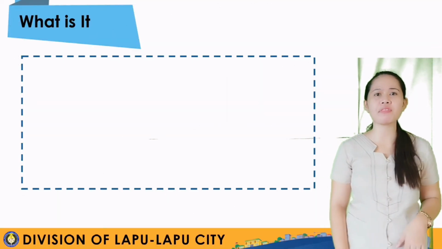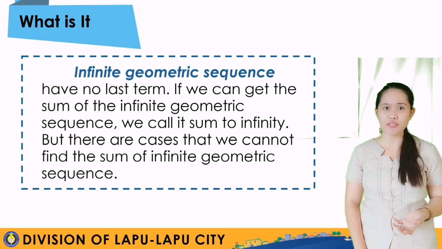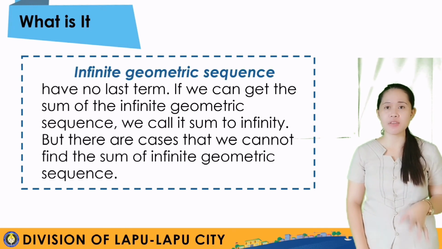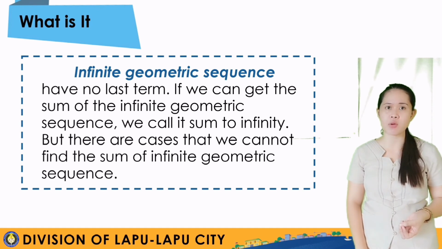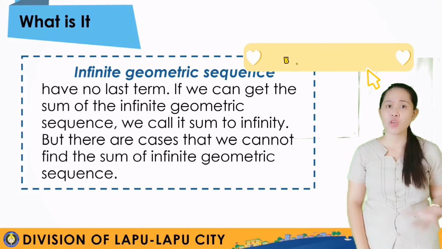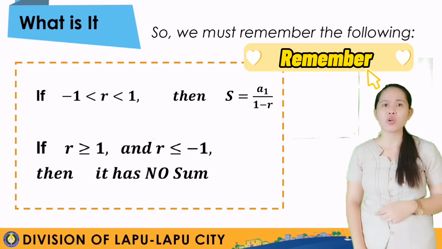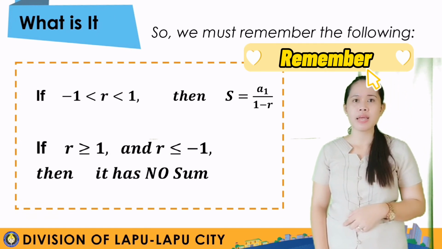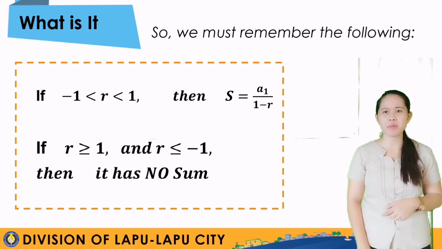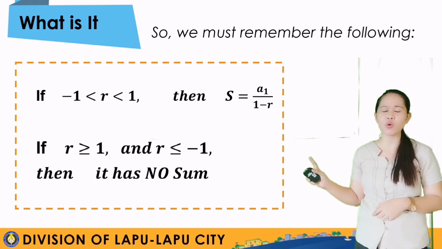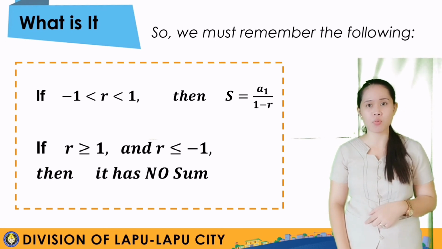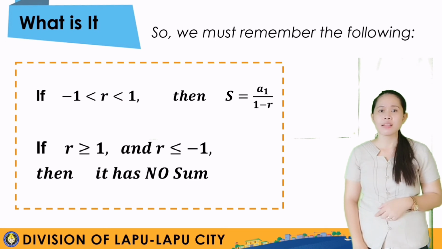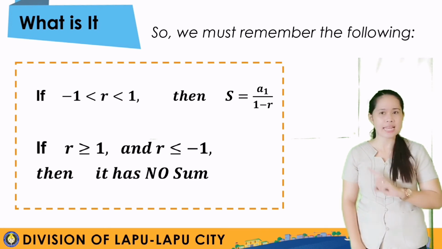Meanwhile, for an infinite geometric sequence, it has no last term. If we can get the sum of the infinite geometric sequence, we call it the sum to infinity. But there are cases that we cannot find the sum of an infinite geometric sequence. So we must remember the following. If your common ratio is greater than negative 1 and less than 1, then the sum is equal to the first term all over 1 minus r. But if your common ratio is greater than or equal to 1, or less than or equal to negative 1, then it has no sum.